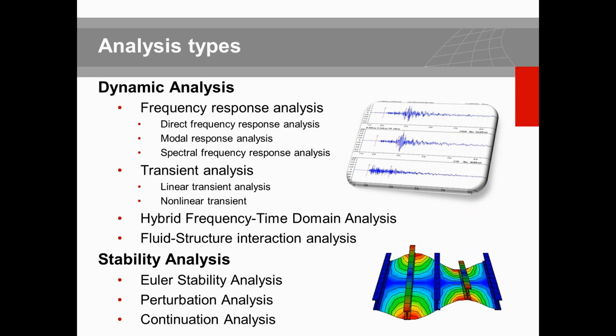For dynamic analysis, we have frequency response analysis, a series of linear approach. We have basically time history analysis based on the linear or nonlinear one, and HFDD analysis, as I mentioned, basically the combination of two domains based on the frequency and time, and indeed fluid structure interaction to accurately predict or mimic the hydrodynamic pressure acting on the structure. For stability analysis, either general Eulerian stability or perturbation analysis and continuation analysis are available to consider, for instance, buckling or post-buckling of your thin shell models.